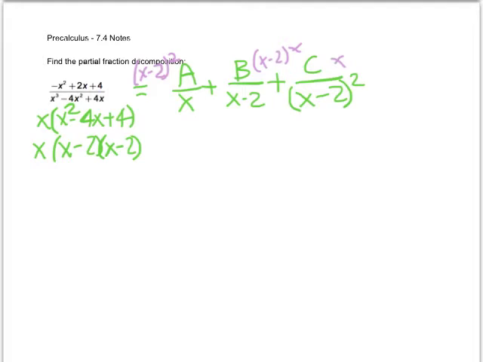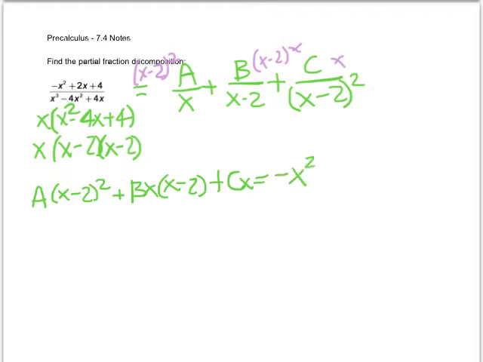Now it's going to look really weird, but when you set it up, you're going to have a times x minus 2 squared plus bx times x minus 2 plus cx equals negative x squared plus 2x plus 4. And again, we're going to pick zeros here. And I'm going to get a 0 when x is 2 and when x is 0. Okay? I get the 2 at this point and this point, and I get a 0 at this point and this point. So something should always cancel out.